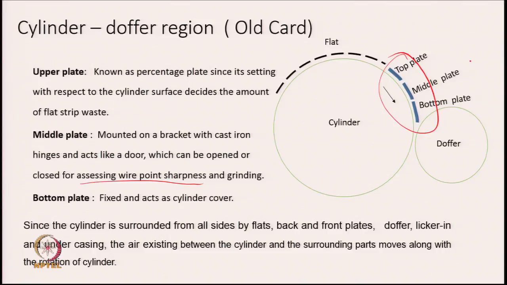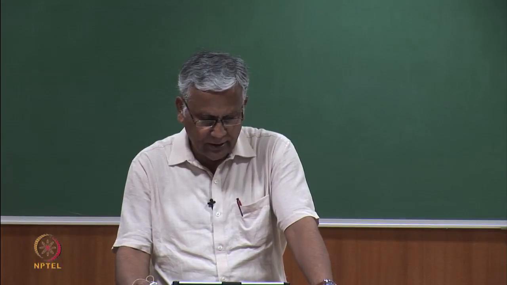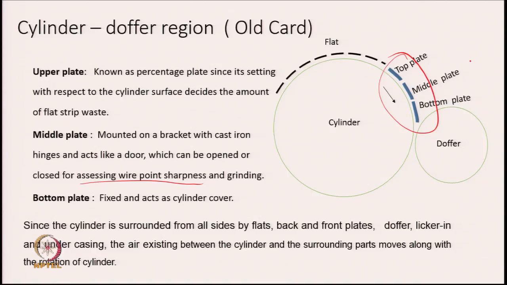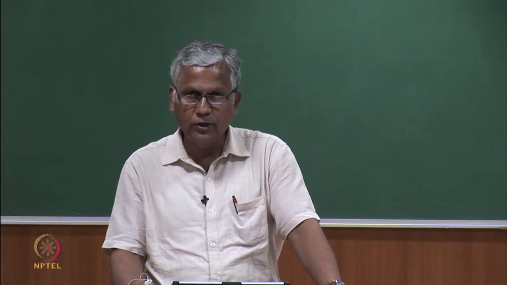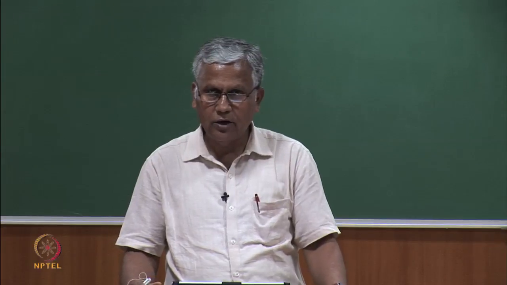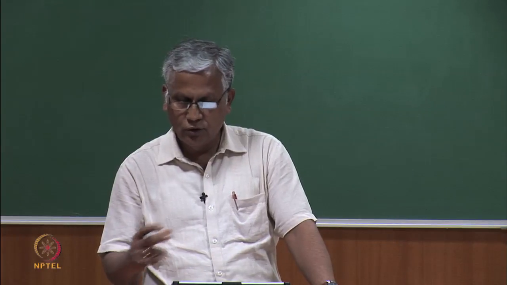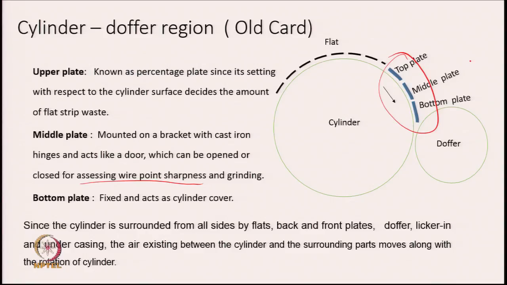So, this is more for inspection purpose. The middle plate is therefore mounted on a bracket with cast iron hinges and acts like a door, so that any time we can open it, and if we want to inspect the condition of the wire points on the cylinder, we can inspect it. And when you need to grind the wire points in order to increase their sharpness, then also here is a zone which is accessible to the grinder, and we can make the wire points very sharp whenever we need it. The bottom plate simply acts as a cover to the cylinder, it has no other purpose.